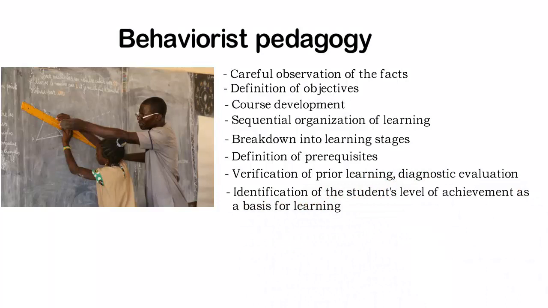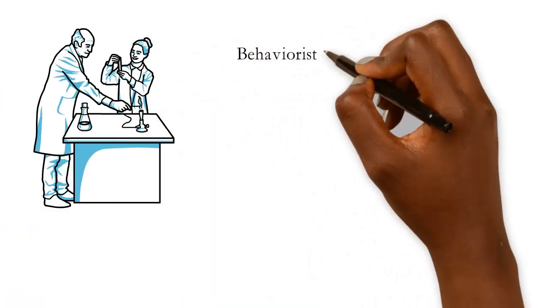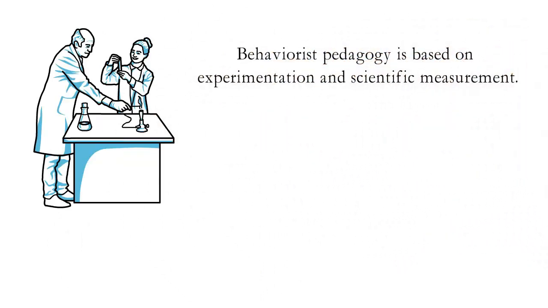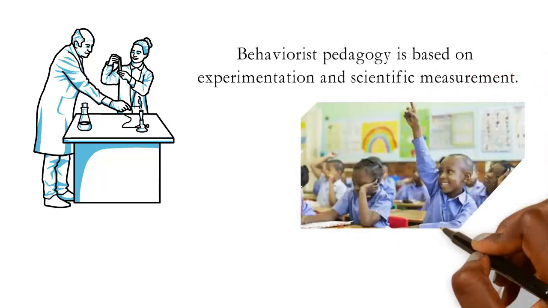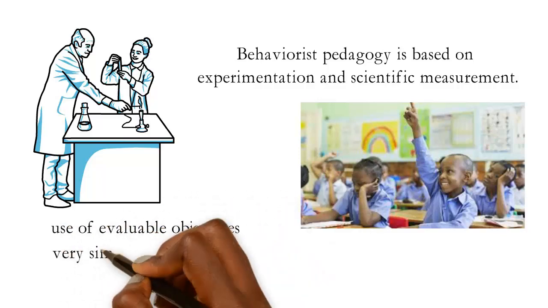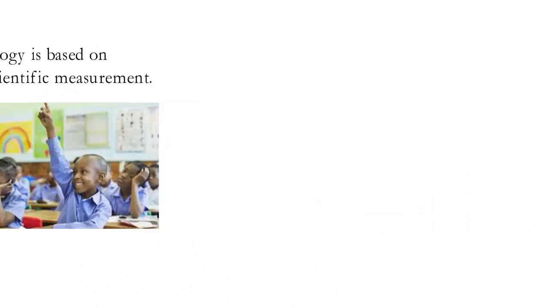What counts in the behaviorist model is to succeed in doing and not to understand everything. Behaviorist pedagogy is based on experimentation and scientific measurement. We want results. What is interesting is what is observed. So we are only concerned with behavior. Hence, the use of evaluable objectives, very simple objectives, because everything must be observable.